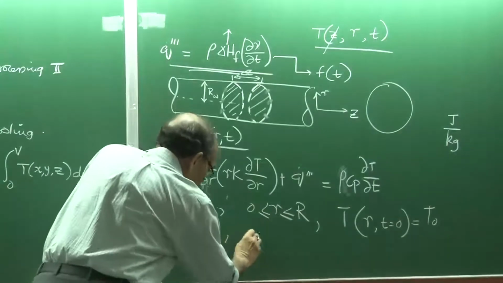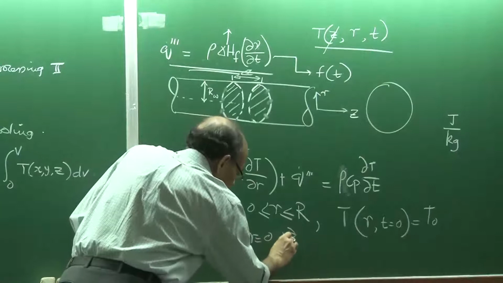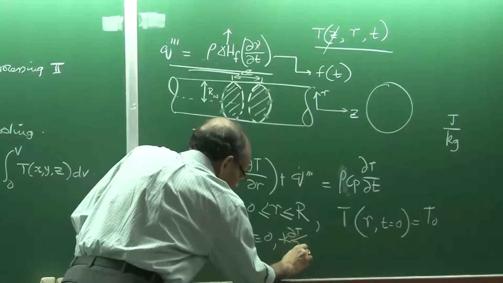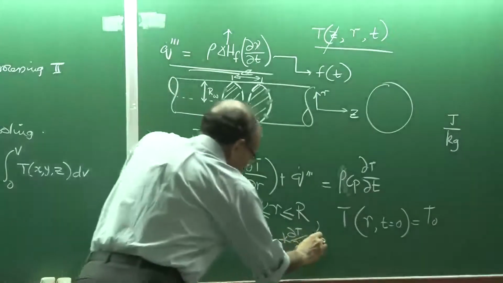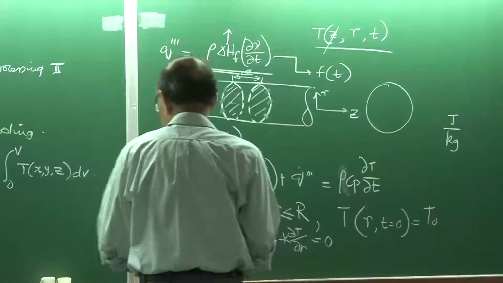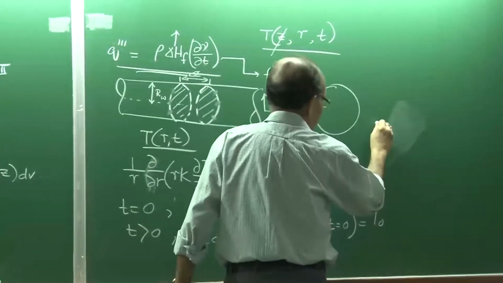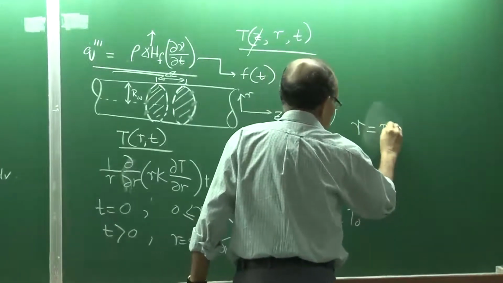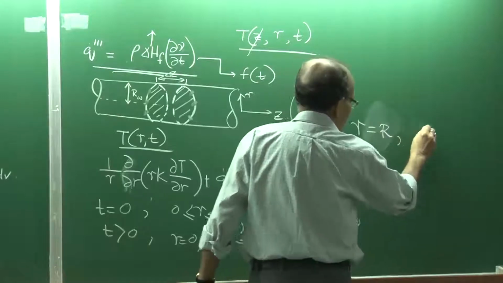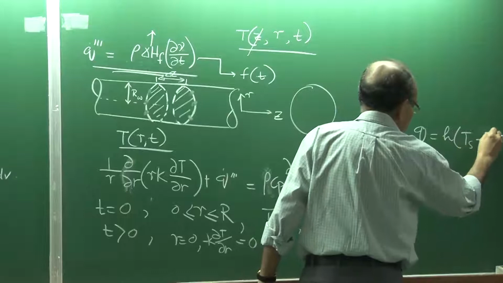at R equal to 0, because of the radial symmetry, the flux condition is equal to 0, and at R equal to capital R, there is a surface, and we have q equal to h times (T surface minus T A).